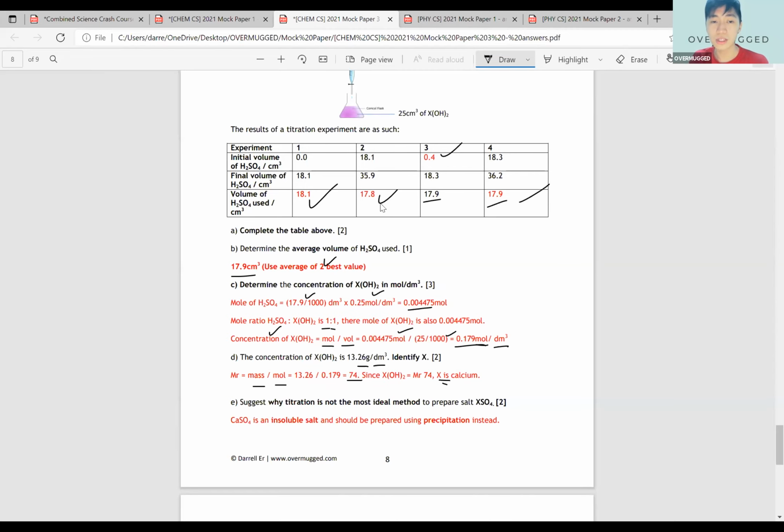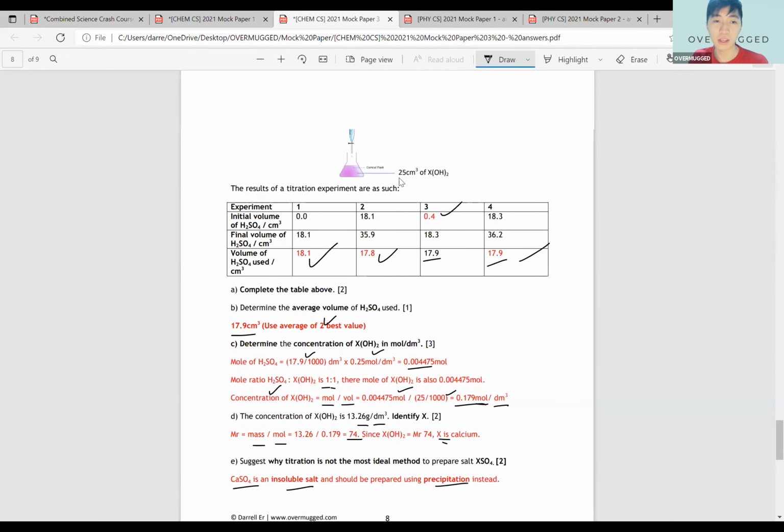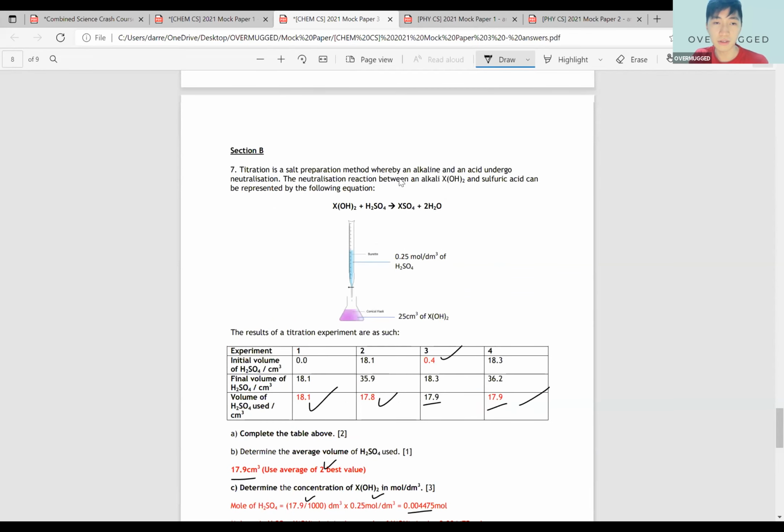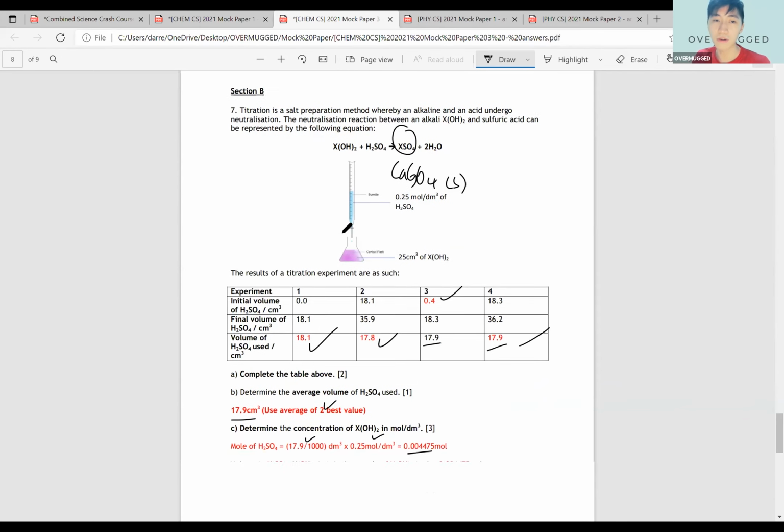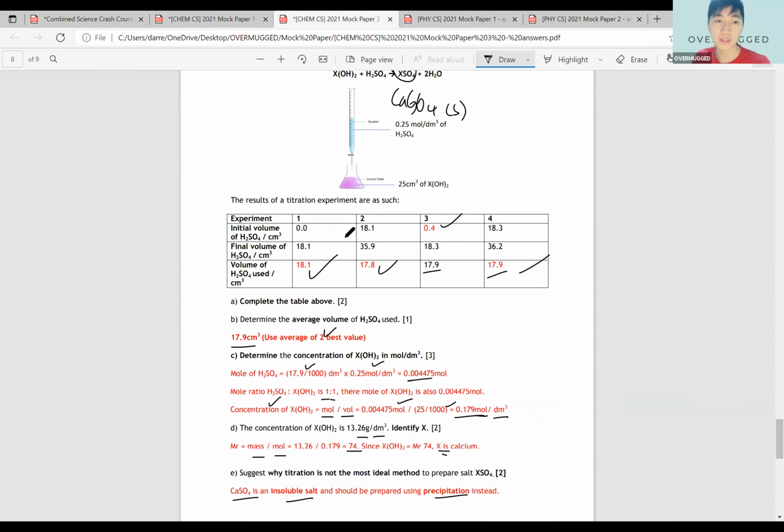Okay, but what's the reason why this is not a good way to prepare calcium hydroxide? It's because calcium sulfate is an insoluble salt. Okay, therefore it should be prepared using precipitation. Right, if you go back up, take note, if this is XO4 and it's calcium, calcium sulfate is an insoluble salt. So we should not be using titration, but rather we should be using precipitation.